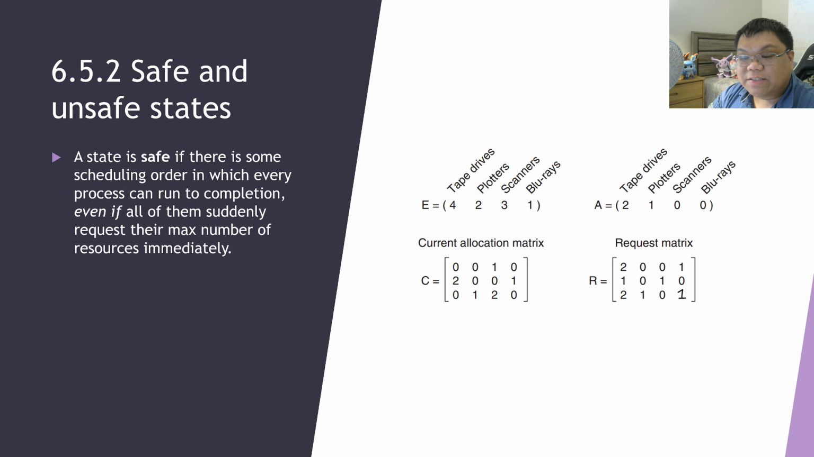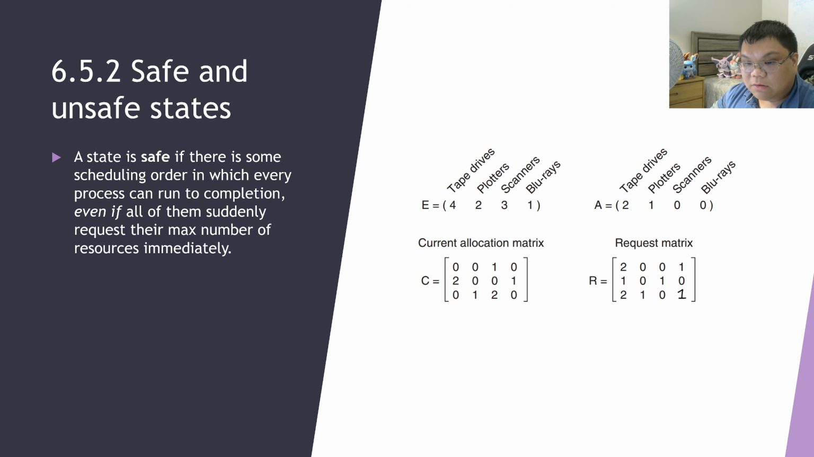Here's the definition of a safe state. A state is safe if there is some scheduling order in which every process can run to completion, even if all of them suddenly request their maximum number of resources immediately.